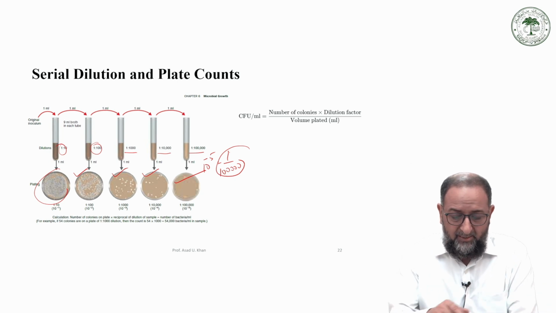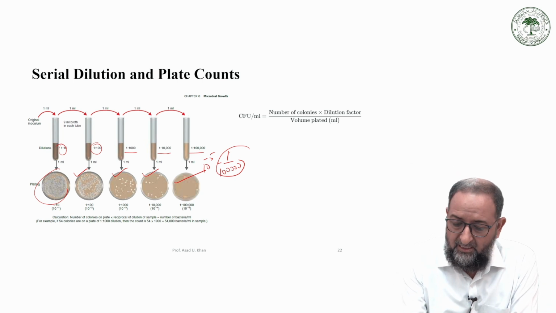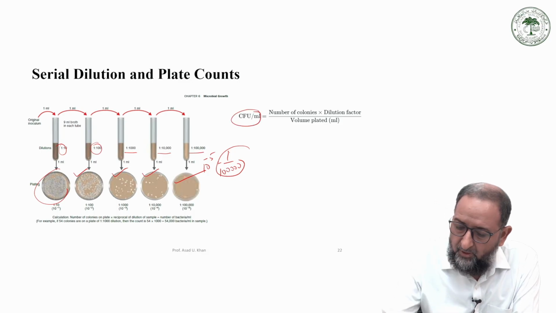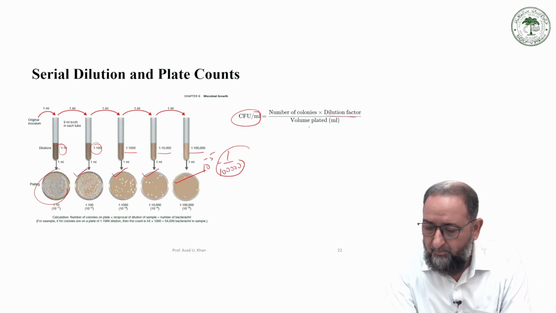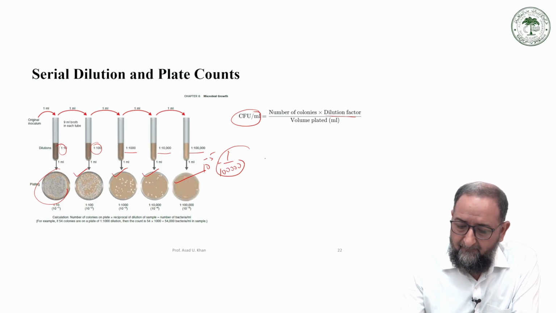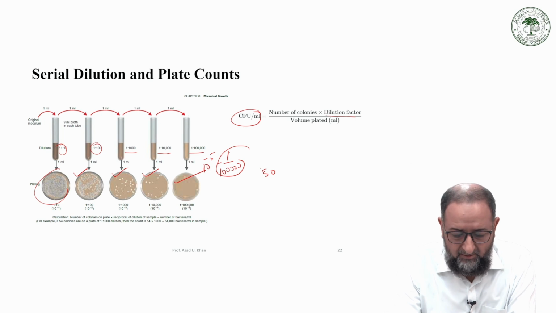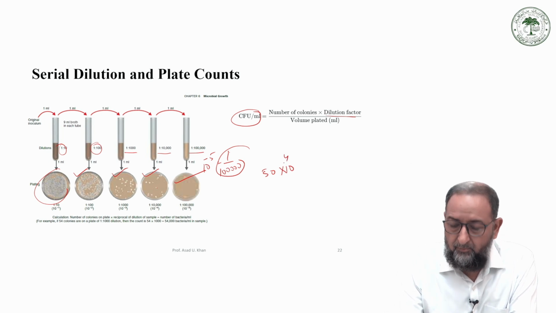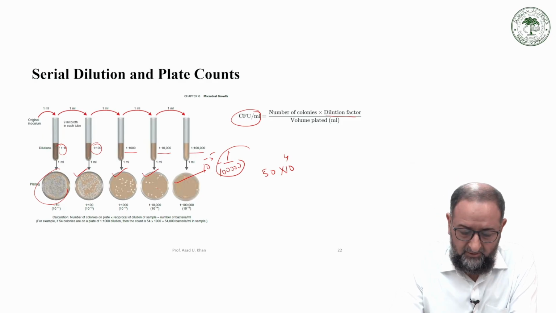Now in this method, they simply calculate the CFU per ml, which is the unit of cell counting. So it is the number of colonies into the dilution factor, divided by the volume per plate. For example, if you have 50 colonies on the plate, and the dilution factor is 10 to the power 4.